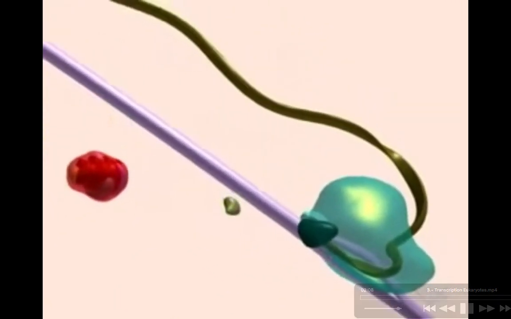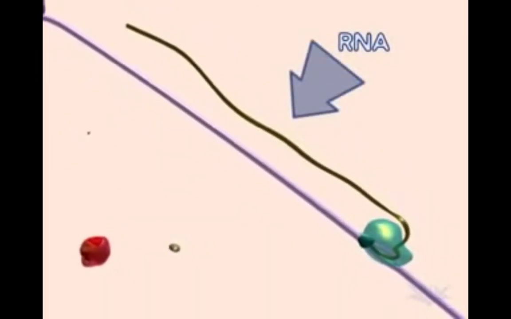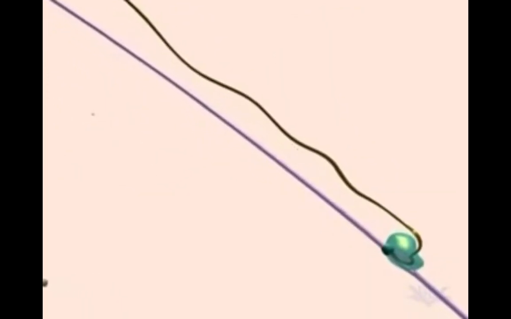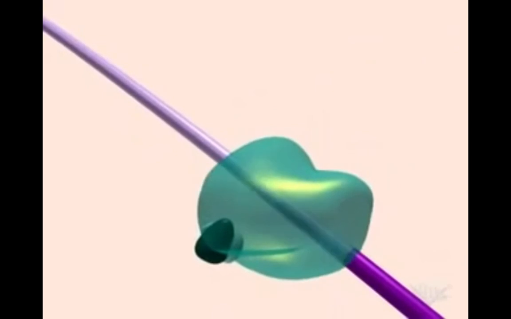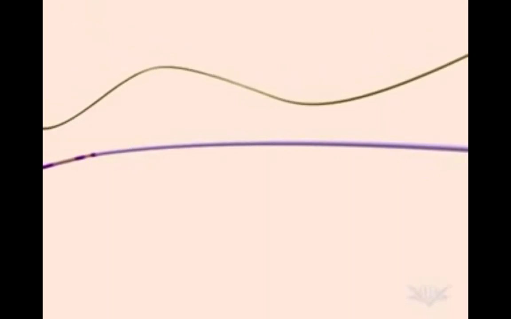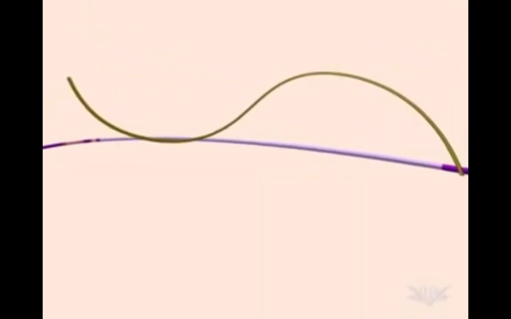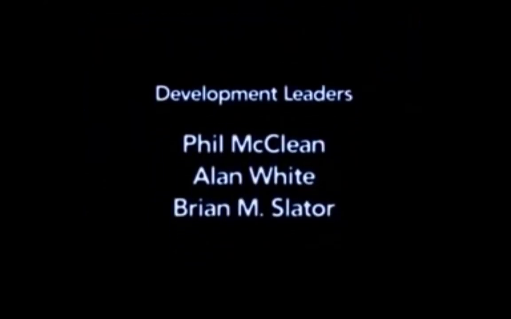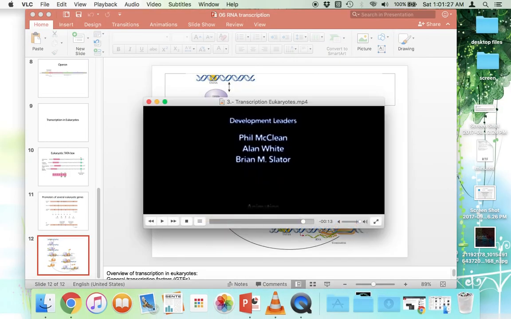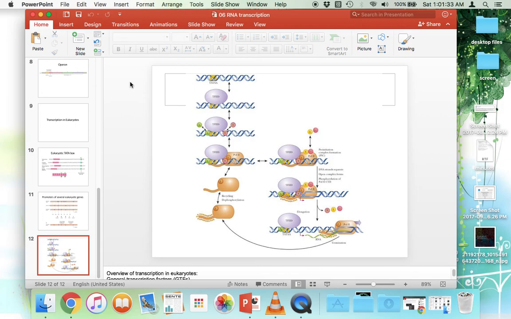Open complex. RNA polymerase then synthesizes an RNA template from the strand of DNA. Most factors are released after transcription begins. When the end of the transcription unit is reached, the RNA polymerase dissociates and the newly formed strand of RNA is released. And that's the end of our discussion for transcription. We're going to discuss post-transcriptional modifications in the next video.